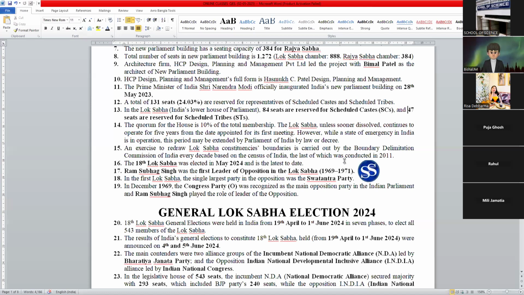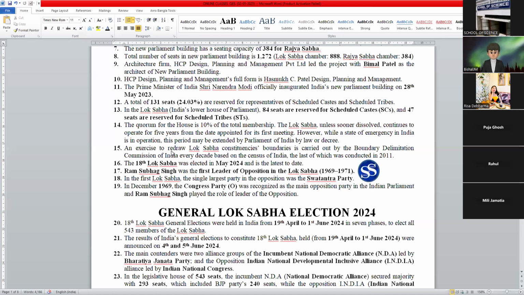Point number 14. The quorum for the House is 10% of the total membership. The Lok Sabha, unless sooner dissolved, continues to operate for 5 years from the date appointed for its first meeting. However, while a state of emergency in India is in operation, this period may be extended by Parliament of India by law or decree.